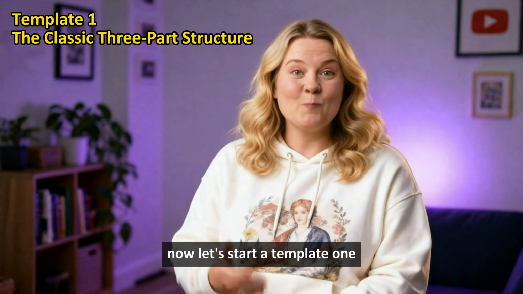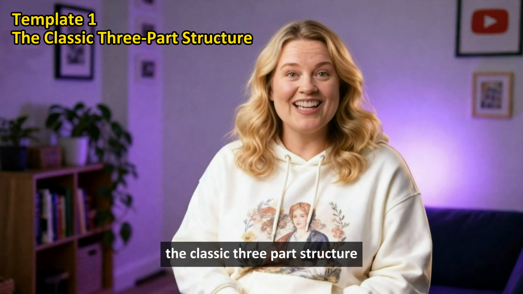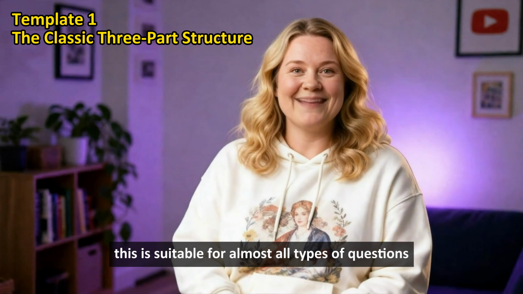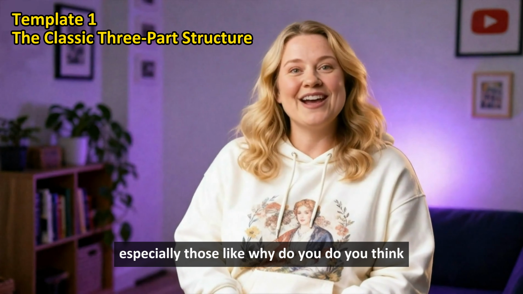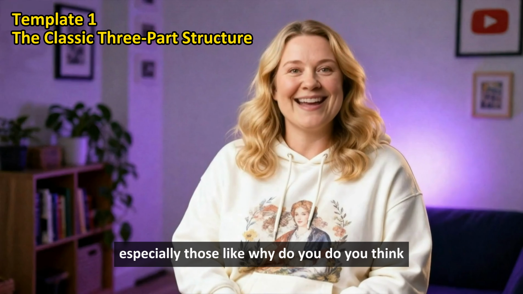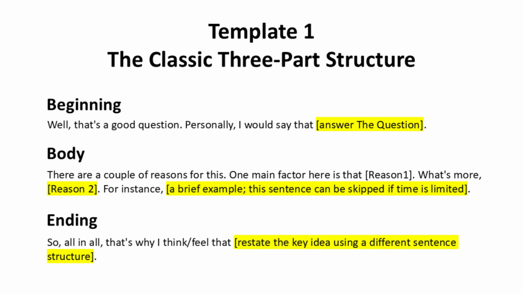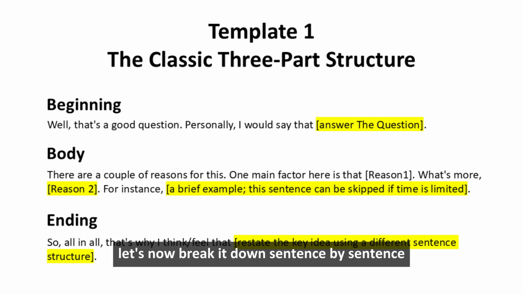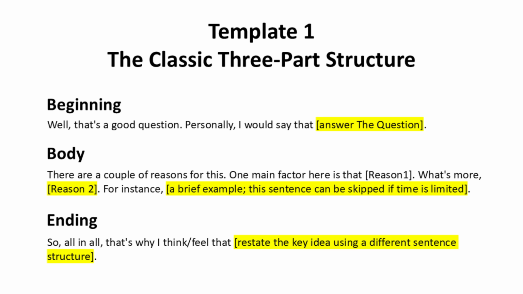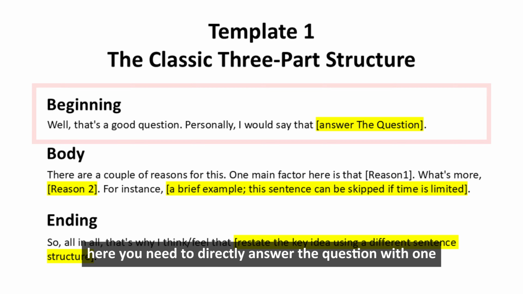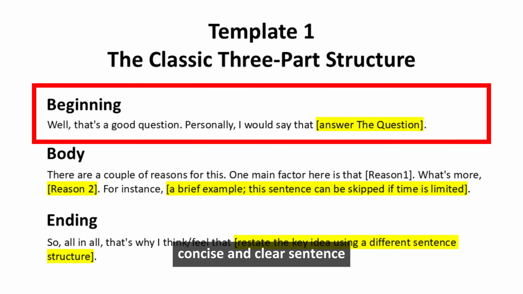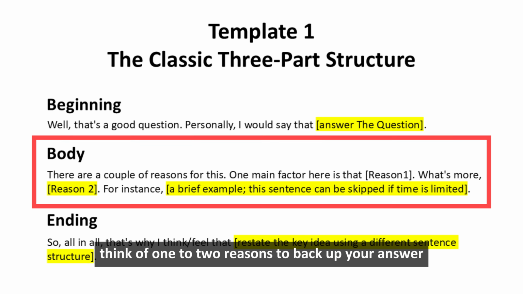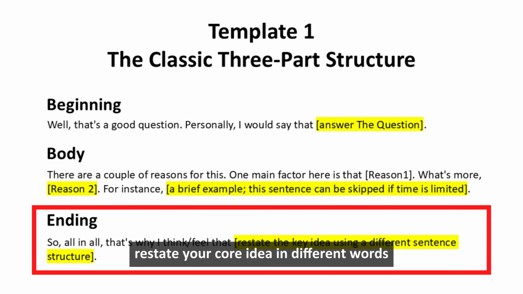Now let's start with template 1. The classic 3-part structure, this is suitable for almost all types of questions, especially those like, why do you think, what do you like about? Here's the template. Let's now break it down sentence by sentence. Here, you need to directly answer the question with one concise and clear sentence. Think of 1 to 2 reasons to back up your answer, and you can add a short example if you have time. Restate your core idea in different words.